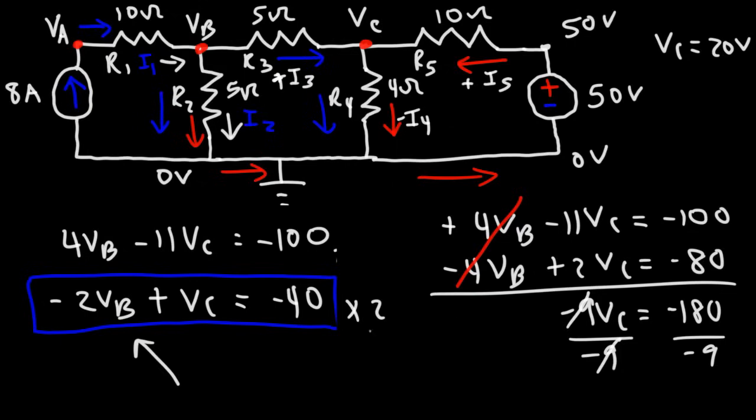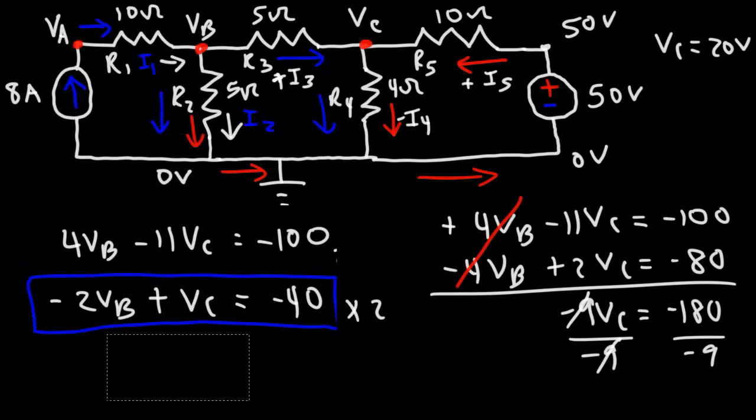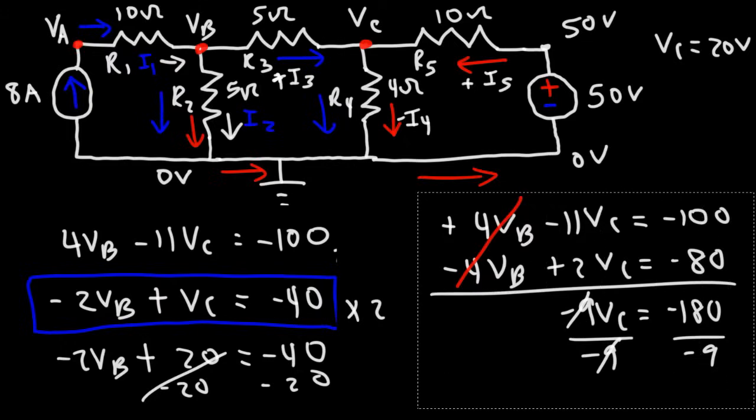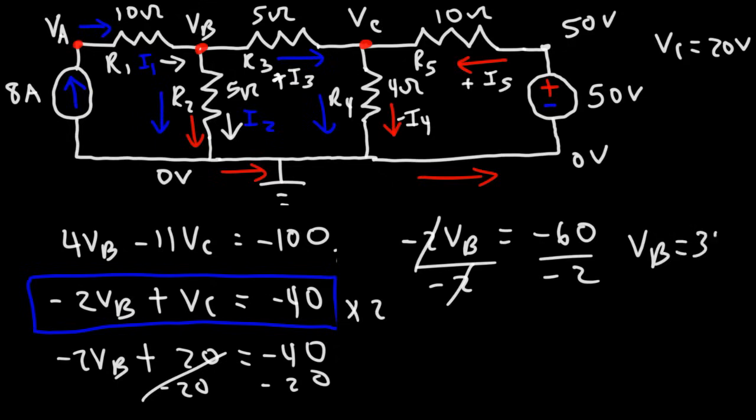Now let's calculate VB. I'm going to use this equation before I multiply it by 2. So I have negative 2 VB, and let's replace VC with 20. And now let's subtract both sides by 20. So I'm going to have negative 2 VB equals negative 40 minus 20, which is negative 60. Now let's divide both sides by negative 2. Negative 60 divided by negative 2 is 30. So VB is 30.